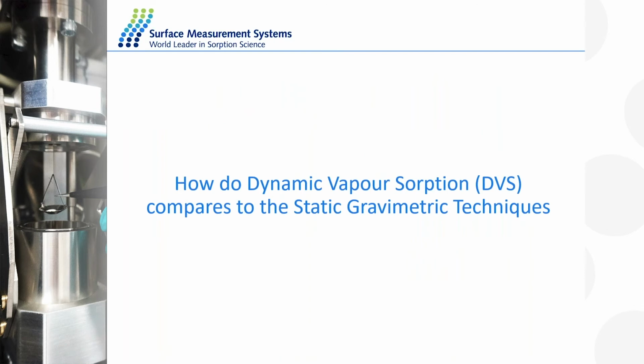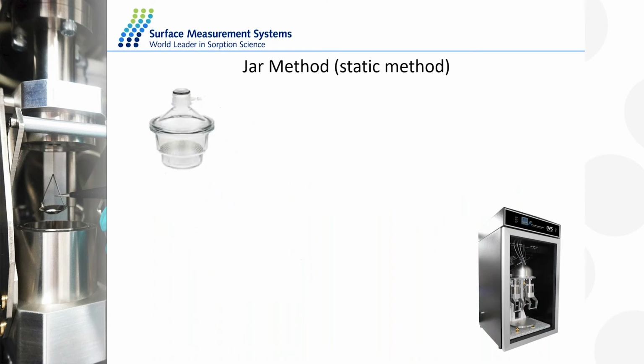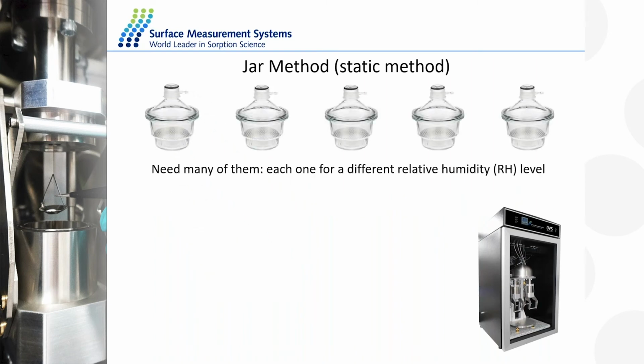So the question is, how do we collect this type of data? A DVS, which is a dynamic vapor sorption, is a gravimetric technique, and I'm going to use the definition to identify how the process of development of DVS started. The base concept of a DVS started from a jar method and then developed into a dynamic vapor sorption method. It's all based on measuring mass change when a sample is exposed to different levels of humidity.